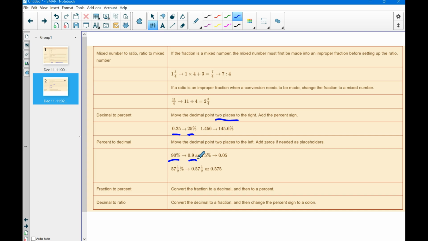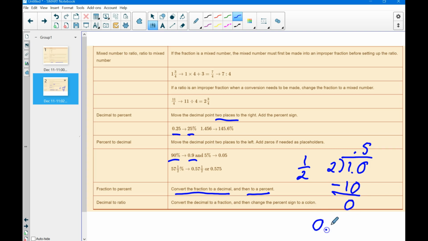The fraction to a percent, first of all, convert it to a decimal, then percent. So we have something like 1 over 2, an easy one. Convert it to a decimal, 2 goes into 1, can't do it, 0, decimal up here, 2 goes into 10, 5 times, and subtract, so it's 0.5. Turn it into a percent, it's going to be 50%. So take the fraction, turn it into a decimal first, and then turn it into a percent. But these are really easy ones, so we all can see it pretty plainly.